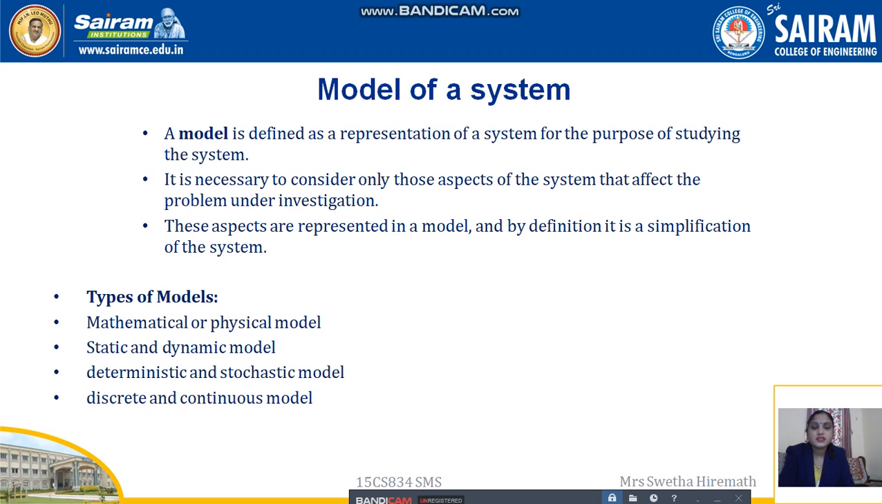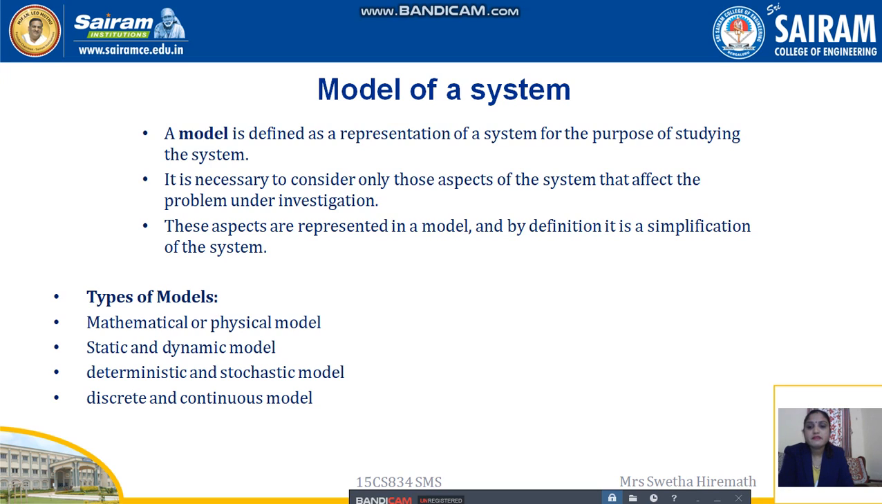So after knowing what actually a system is, what the different types are, what the system environment is, and what the components of a system are, next we move on to the model of a system. So what is a model? It is a representation of a system for the purpose of studying the system. So the actual system will be converted into a model, and we are going to study the model first, then we will be able to understand how the actual system is going to work. It is necessary to consider only those aspects of the system that affect the problem under investigation. These aspects are represented in a model, and by definition it is a simplification of a system.